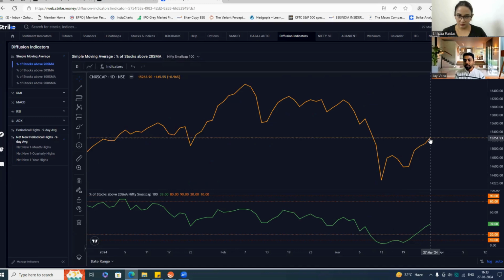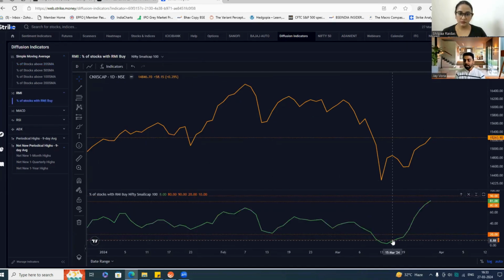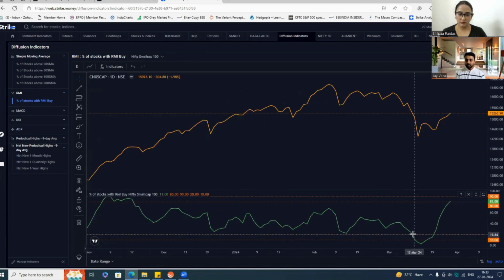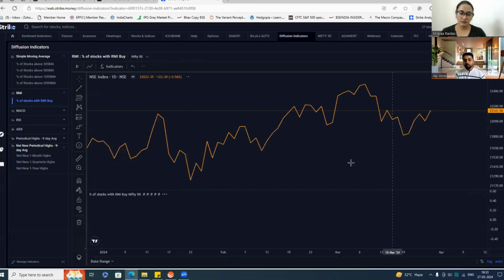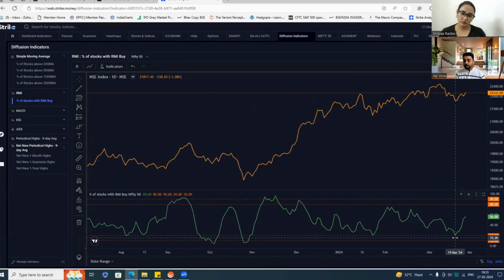in the small and the mid cap index. In fact, even when we see the percentage of stocks with RMI buy, that means the percentage of stocks where the RMI is getting into bullish mode. In this correction, the reading had gone to almost 3. From there it has rebounded and now it is 81 for the small cap index. Even for the Nifty 50, it had come towards that oversold zone around the 20 mark, and from there we are seeing a rebound.